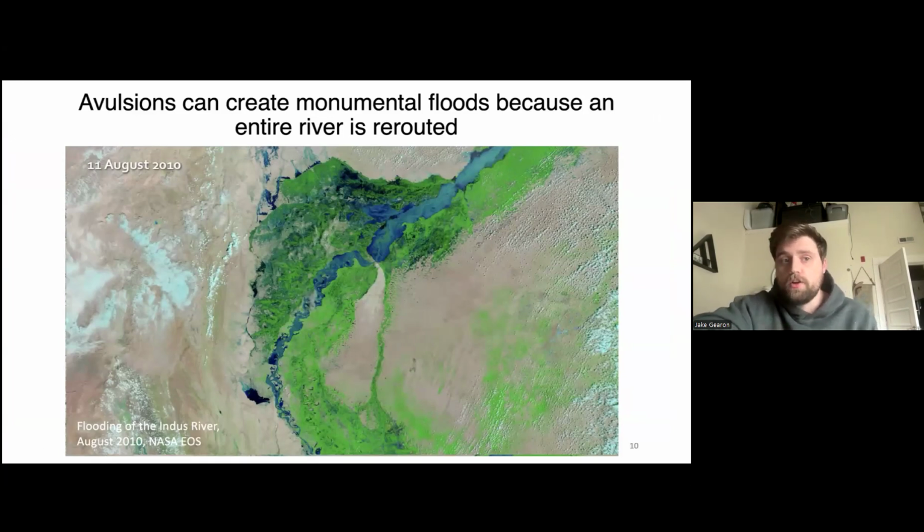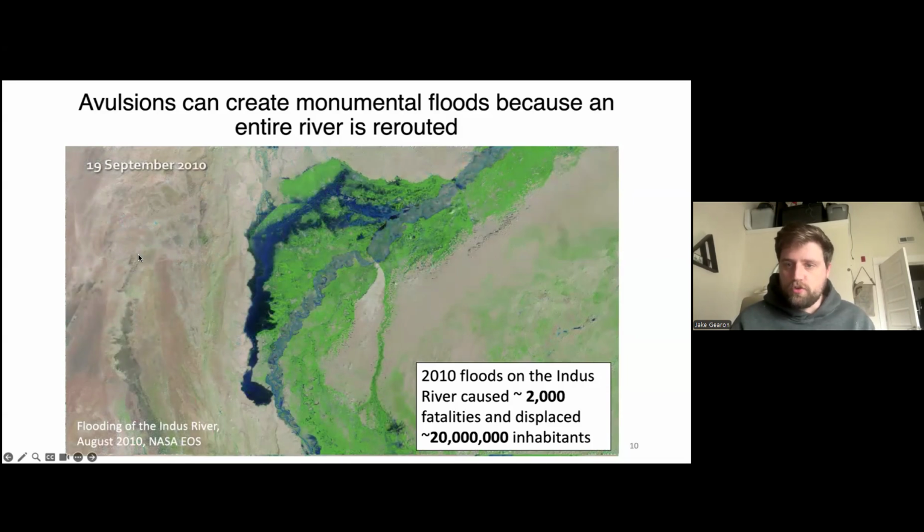Many of us might be familiar with this event itself. This is the Indus River, an image from August 2010. And the Indus is one of these rivers that birthed civilization. It goes back in human history thousands of years. Millions of people live by the Indus. And in this specific example, in 2010, an avulsion event occurred. As you can see, the northern arm of this river flooded an area the size of Connecticut. It killed 2,000 people and it displaced about 20 million.